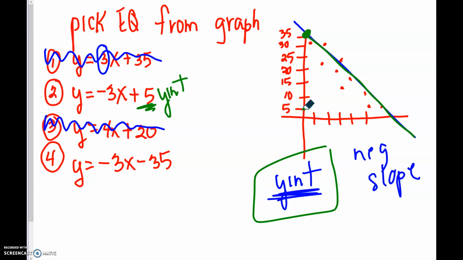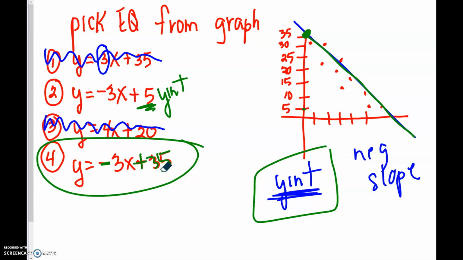That green line comes nowhere near that. But if you look at this, whoops, I have a typo in here. This should have been a plus 35. So if we look at that, we're up here at a plus 35. So this one right here is going to be your answer. It has the negative slope that we were looking for and the correct y-intercept at plus 35. All right, so those are the things to be looking at. Good luck on this. If you need to, stop and review as you're going through your homework. Good luck.